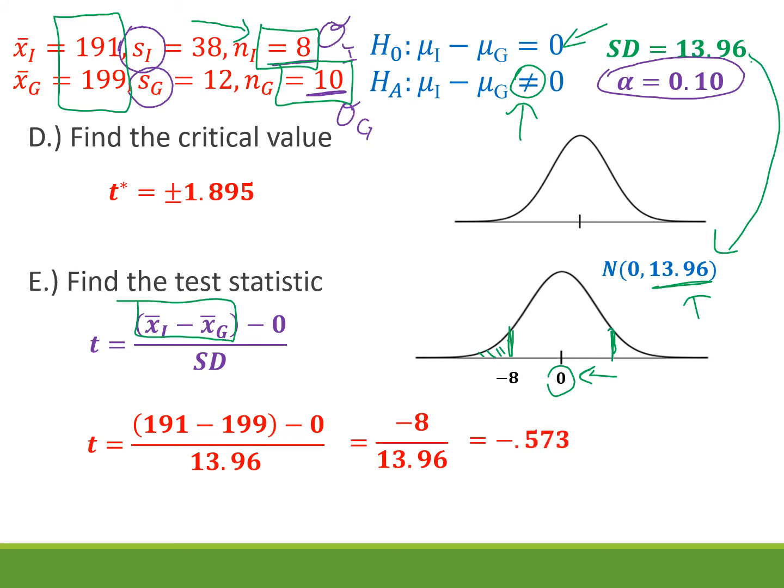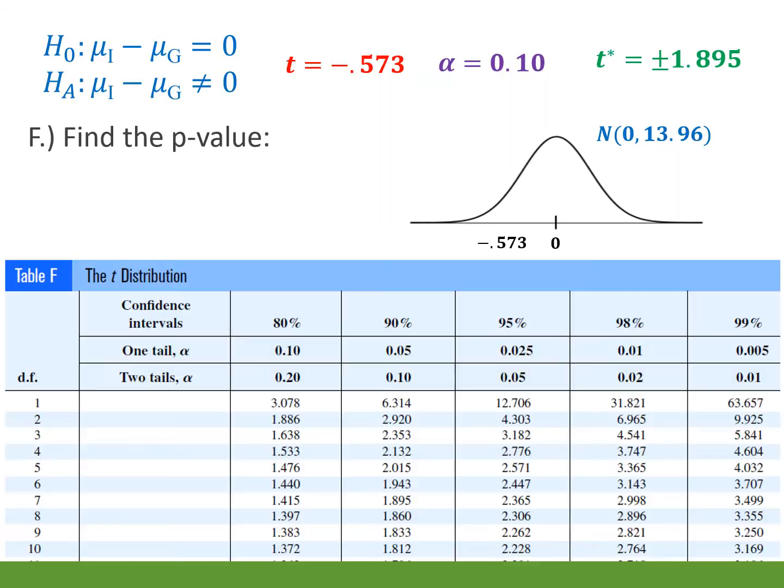-0.573. Remember, anytime we evaluate a hypothesis test, it's always based on the null hypothesis being true, which is why we have a 0 in the center of our curve here. Now we want to use that test statistic to find the p-value.